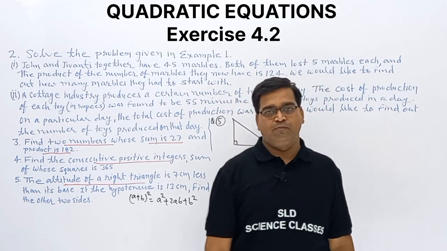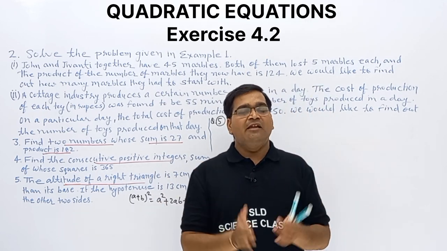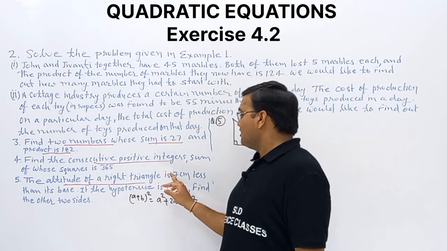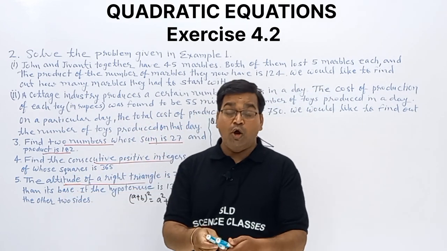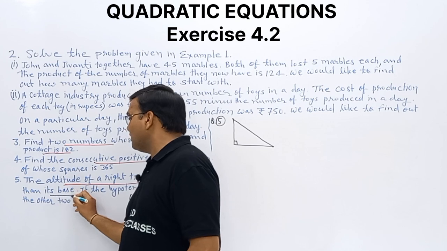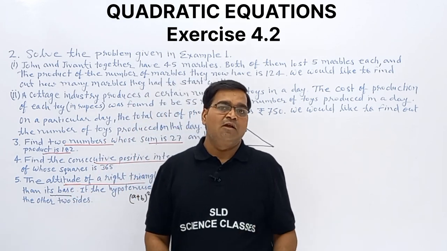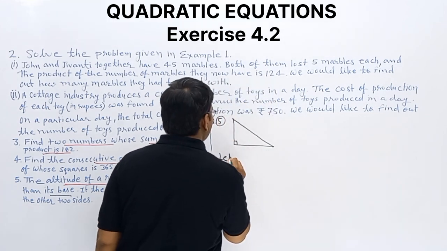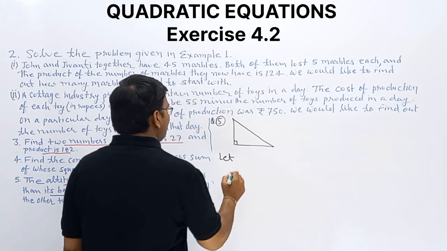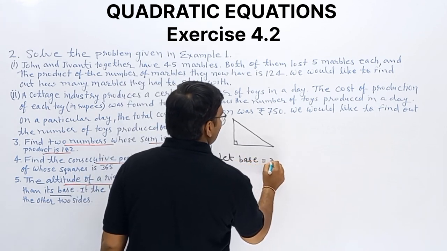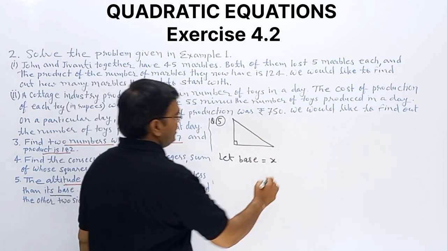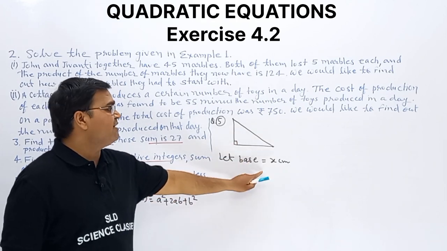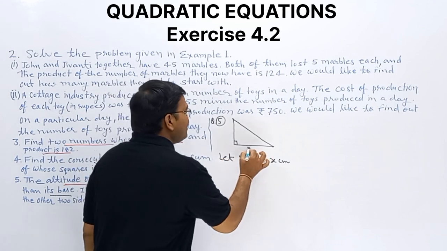Right triangle's altitude, the height, the perpendicular, that is given to us. What? 7 centimeter less than its base, but we don't know the base. So from this sentence, first we assume the base. Let base equal to x centimeter. Unit is what? Centimeter. Base equal to x centimeter. Let the base of this right triangle be x centimeter. This one is x.